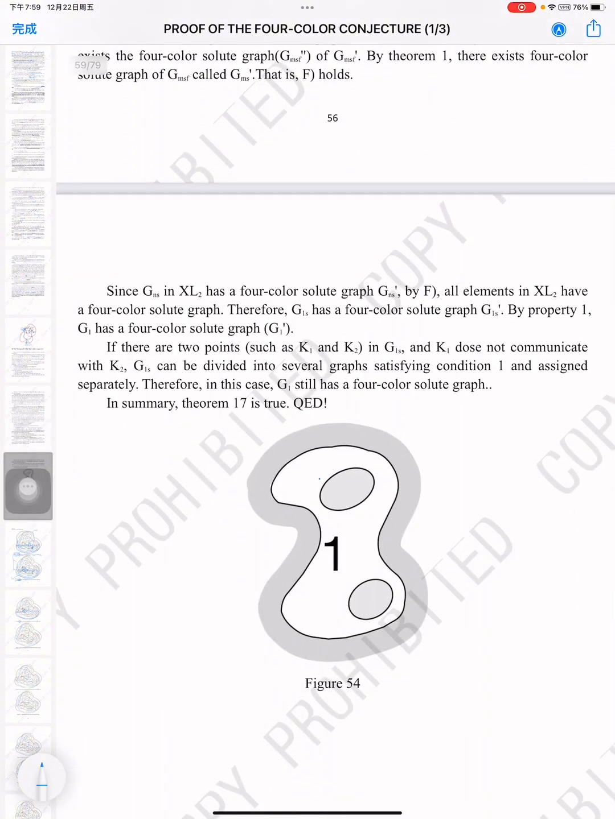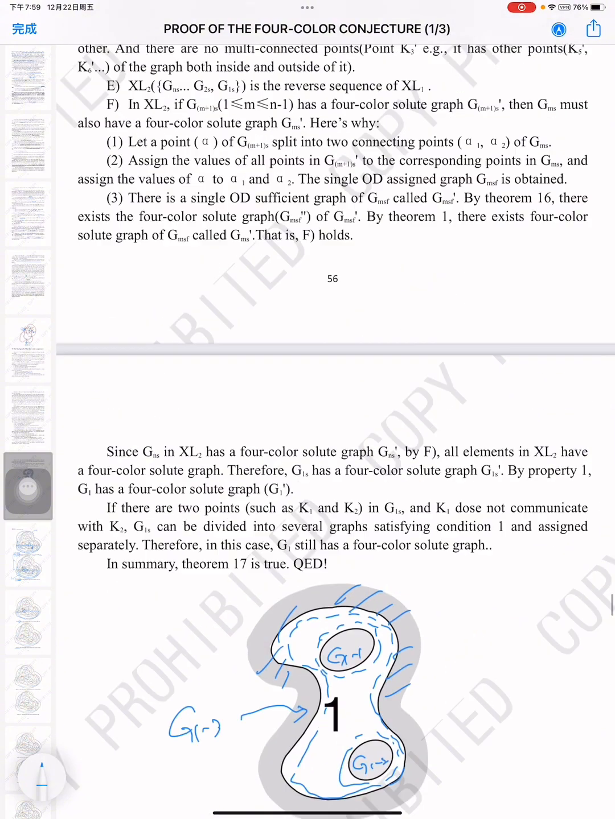Okay, so this graph is separated in this way.